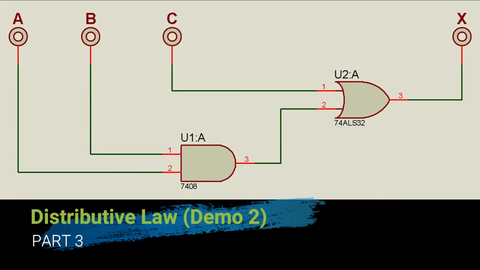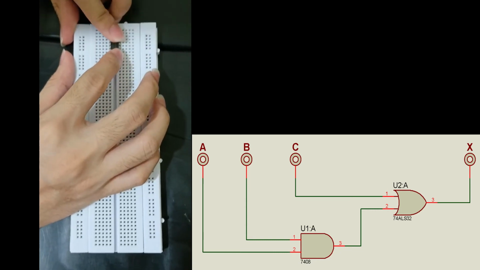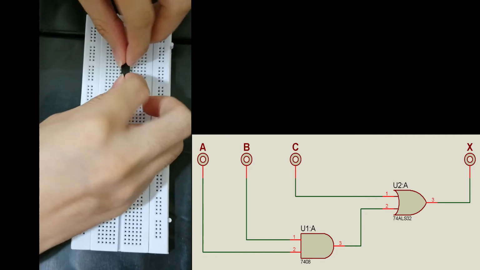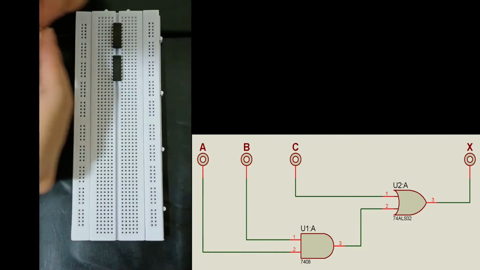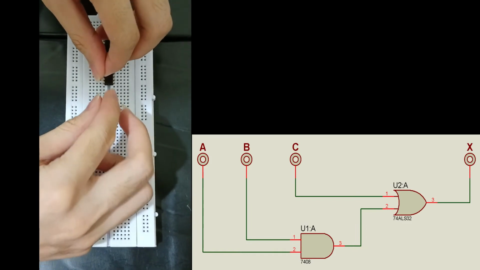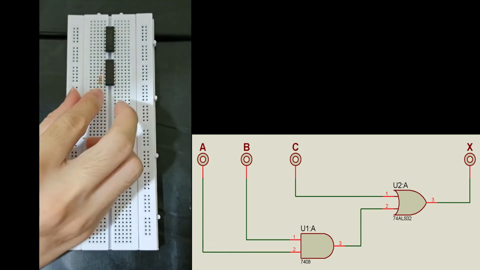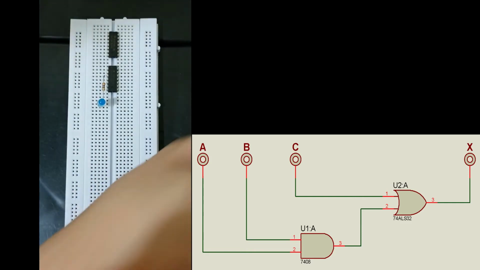For this part of the experiment, we're dealing with distributive law using AND gate and the OR gate. The circuit has 3 inputs in it. We will be connecting the resistor to the third pin of the OR gate. Then, the LED in series, followed by the ground.